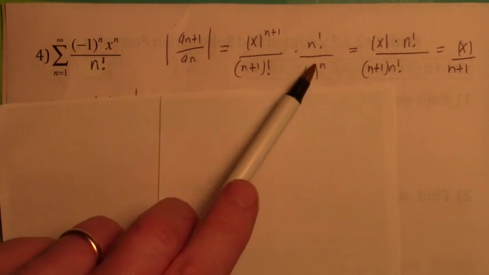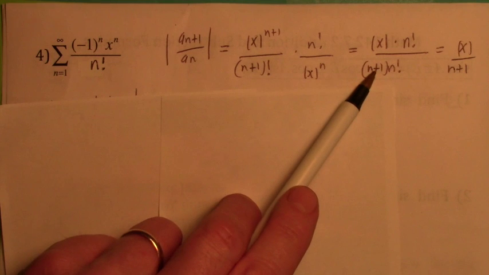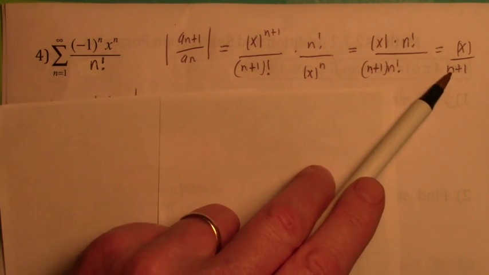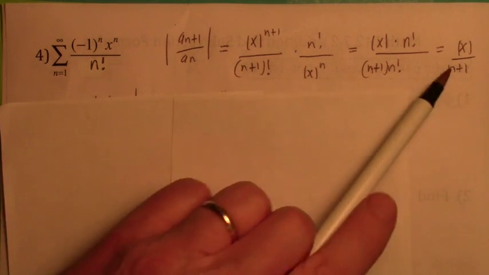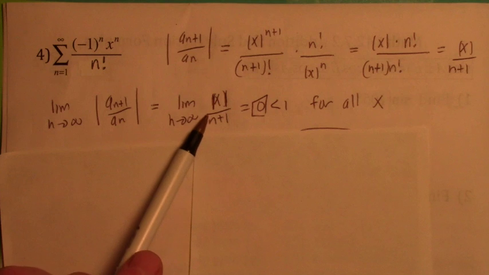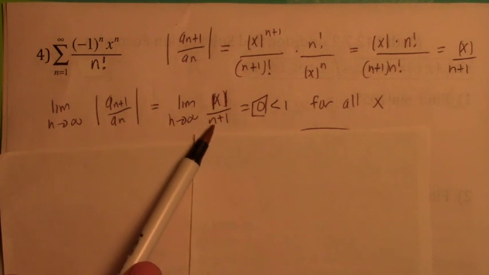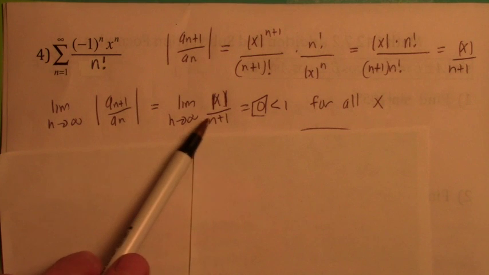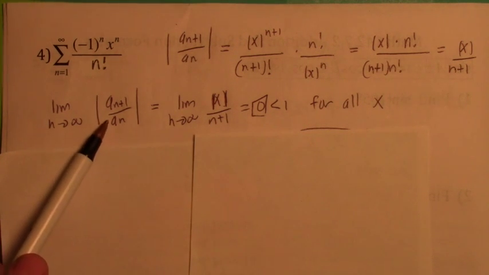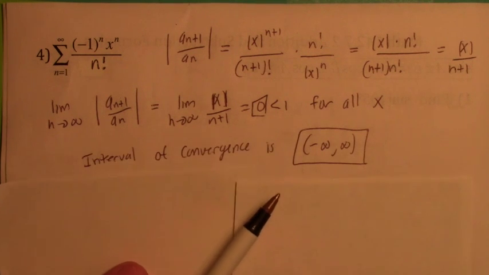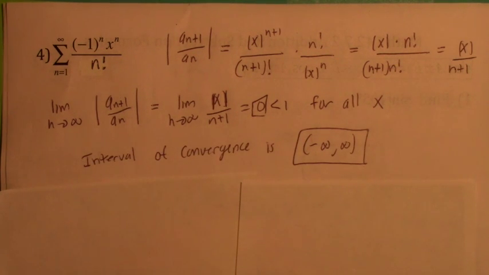This n plus 1 factorial, remember, you can break off this n plus 1 and call it times n factorial. So you cancel the n factorial, so you get this. What's the limit as n goes to infinity of this? Well, x is fixed, right? So as n goes to infinity, this expression actually gets close to 0. In other words, it's going to be less than 1. The limit of a sub n plus 1 over a sub n in absolute value is going to be less than 1 for all x. So this is a case where the interval of convergence is all real numbers.